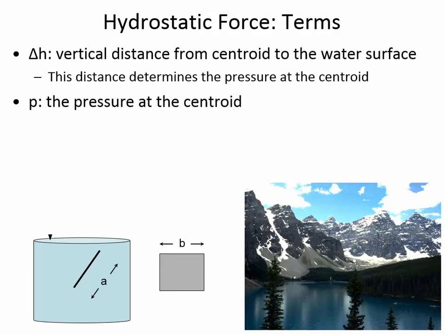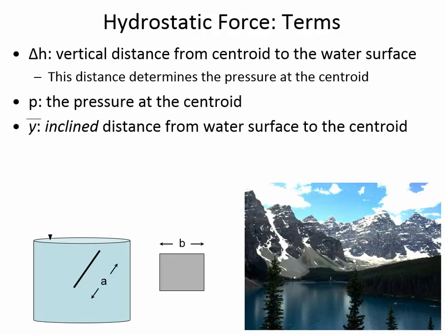Okay, P, or sometimes we call it P bar, is the pressure at the centroid. So how do we find out what is the pressure at this location? We just apply the hydrostatic equation. It's going to be delta H times gamma. So we'll use the vertical distance from the centroid to the water surface and multiply it by gamma, and then that tells us what is the water pressure at the centroid.